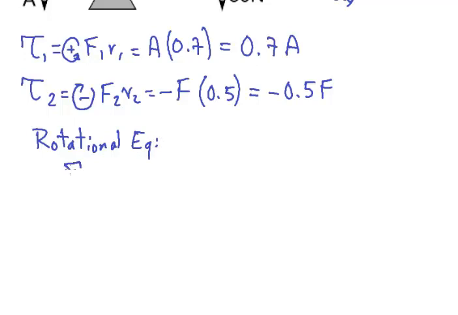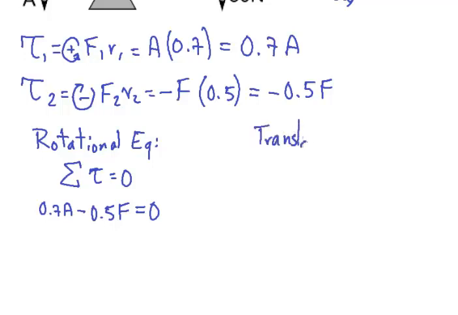Rotational equilibrium states that the sum of all torques must be 0 in order to have equilibrium. So if I combine both torques, that will give me 0.7 A plus minus, so minus 0.5 F, and that has to give me 0. Now, since I have two variables in this equation, this is impossible to solve. I cannot continue in here. So what do we do if we cannot continue? Well, we work with translational equilibrium. That might give us something else.